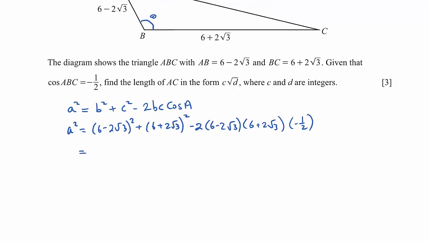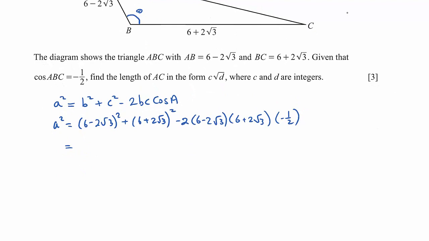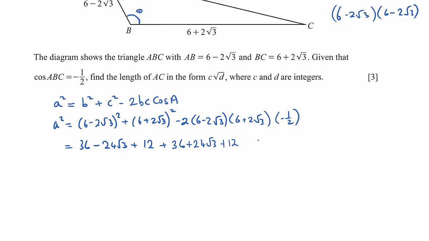So that's going to be 6 minus 2 root 3 squared. So remember what we're doing there is 6 minus 2 root 3 times 6 minus 2 root 3. So we're squaring it. So we've got 36, take away 12 root 3 and then another 12 root 3, 24 root 3, and then plus 4 times 3, which is 12. And then when we do this one, it will be the same thing but with a plus in the middle. So we'll have plus 24 root 3, and that will also be a plus 12.